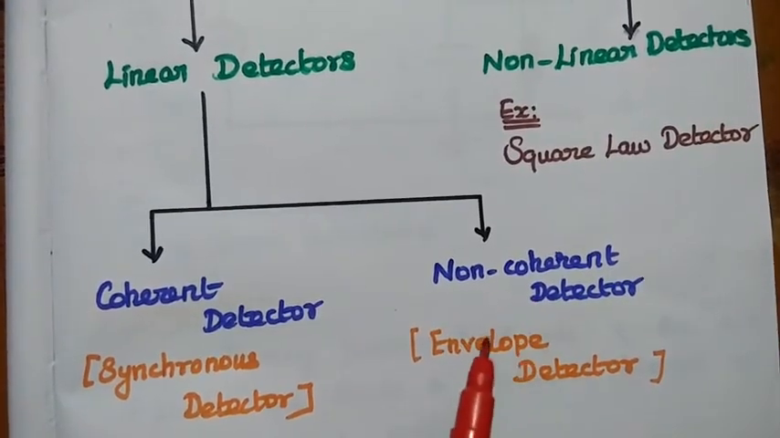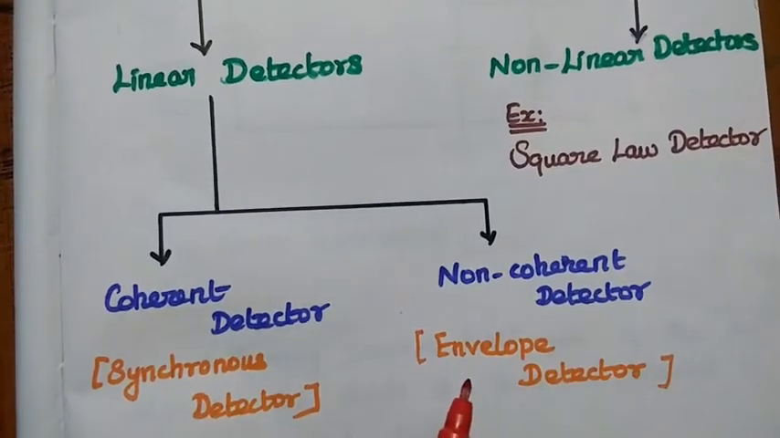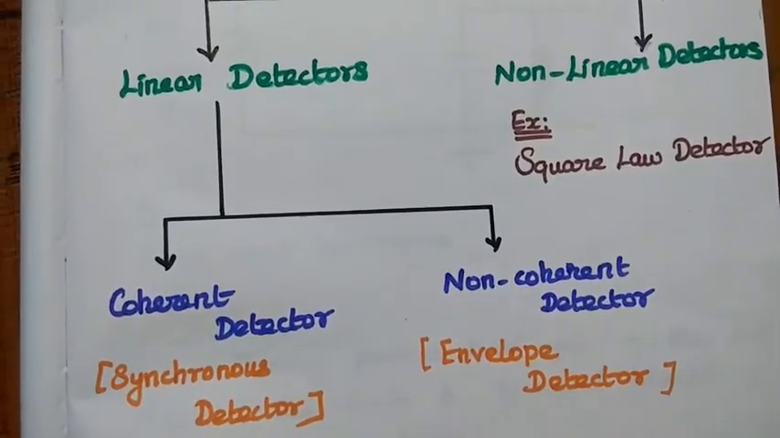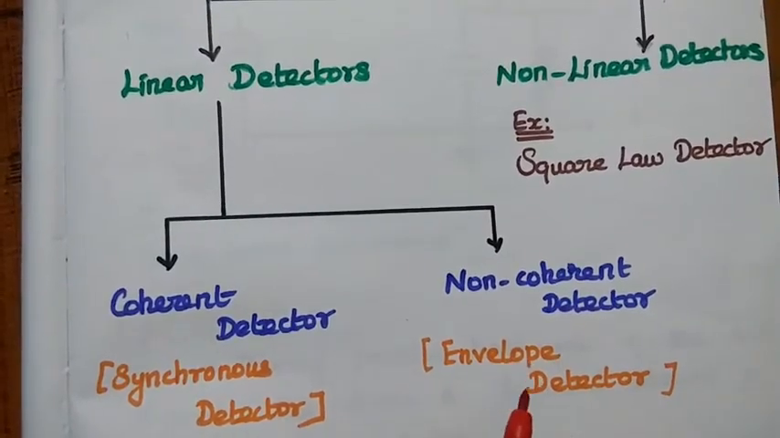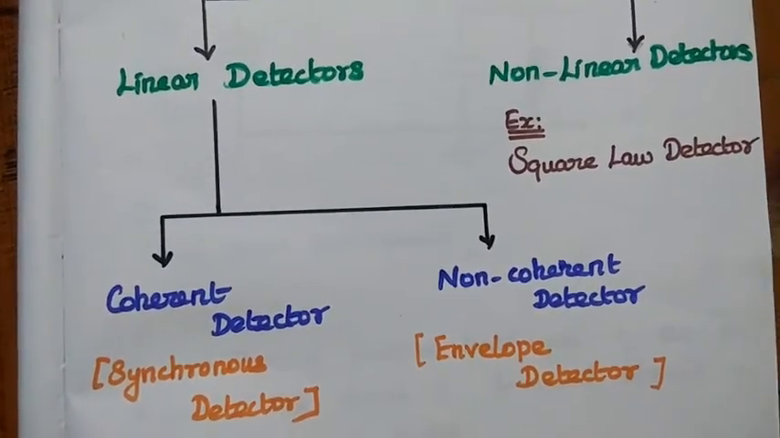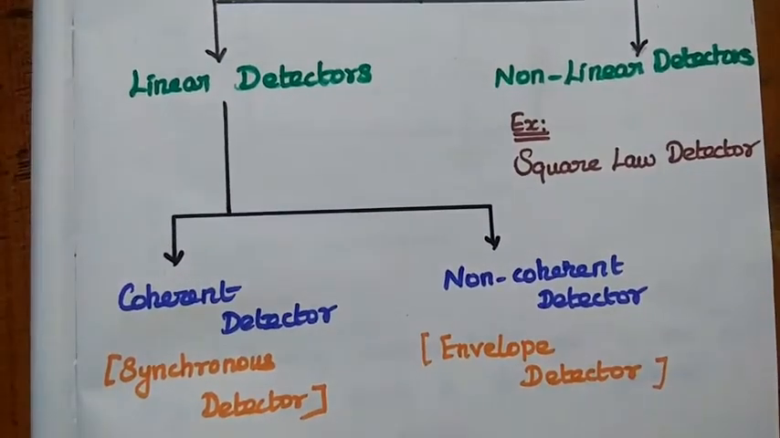Next, the non-coherent detector. Here there is no dependency between the carriers in the transmitter and receiver. The example for this non-coherent detector is the envelope detector. So in this video lecture, I am going to cover the envelope detector.